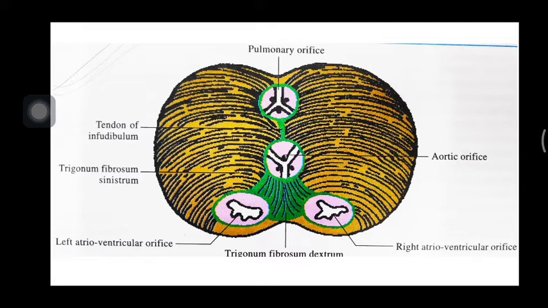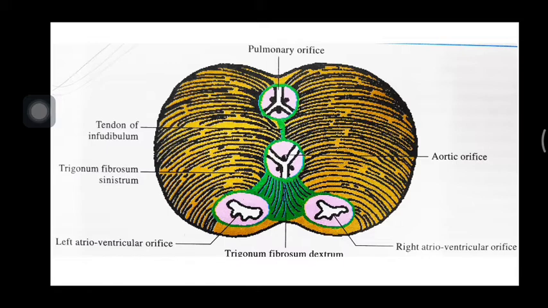In addition to that, it consists of a right and left fibrous trigone. That means this region will be known as the right fibrous trigone, and this left portion will be known as the left fibrous trigone. And also the fibrous skeleton includes the membranous parts of the interatrial and interventricular septum. So basically it consists of four fibrous rings, right and left fibrous trigone, and the membranous parts of interatrial and interventricular septum. So that was the introduction.